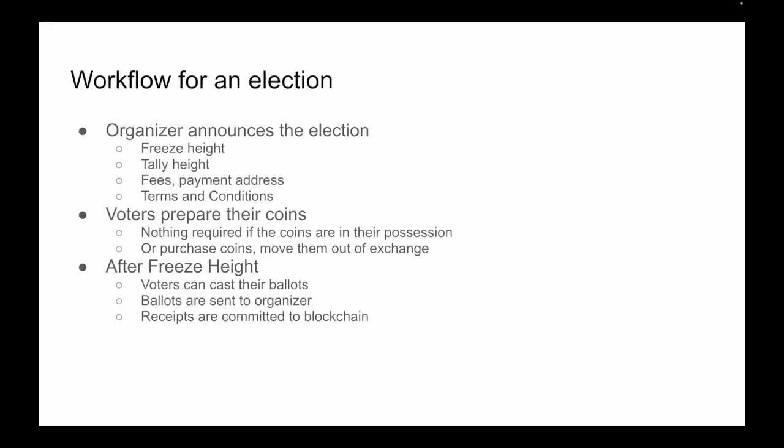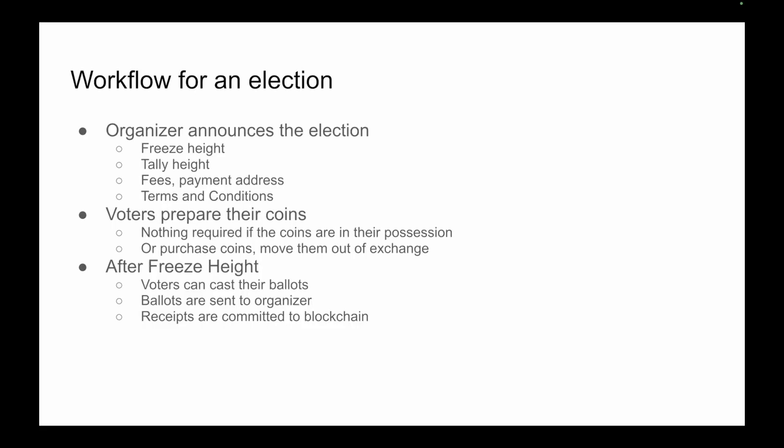The organizer first announces the election, announces that some vote is going to take place, and of course you will say you vote for candidate A, B, or C. So those are the terms and conditions. We're not going to talk about that because it's pretty irrelevant when it comes to the protocol. But what it needs to announce for the rest is the freeze height, which is where the coins have to be available.